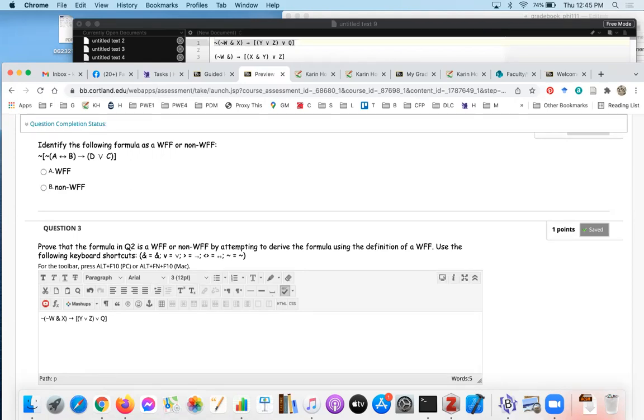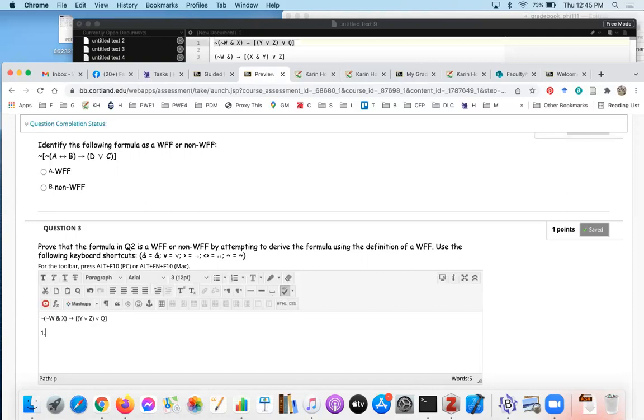So for example, I could not build the formula (Y wedge Z) wedge Q. I could not build that formula if I didn't already have the formulas Y wedge Z and the formula Q on an earlier line. Make sense, I hope?